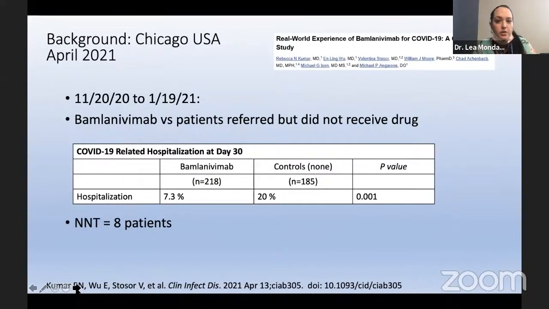Now, coming to the real world, some of the first data that came out of Chicago, this was from Northwestern University, looking at patients who got BAM alone versus a control group of patients who got no drug but were eligible to get monoclonal antibody. They found that the hospitalization rate in their monoclonal group was around 7.3%, whereas in the control group, it was around 20%. So again, this illustrates how much higher the rates are in the real world compared to a trial, but ultimately it's showing that it's better than placebo, and that a significant amount of hospitalizations are being avoided by giving these antibodies.